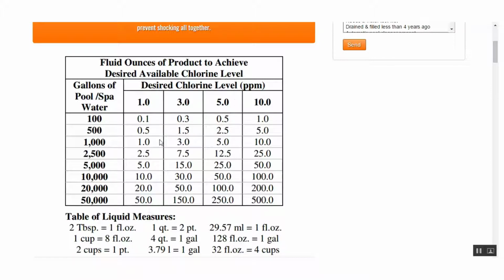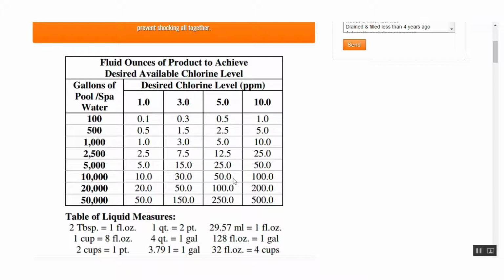Notice that you don't see anything on here that says, look, these are the right dosage amounts if your cyanuric acid, also known as stabilizer, also known as conditioner, is at 40 parts per million. Because this is the only way this works.